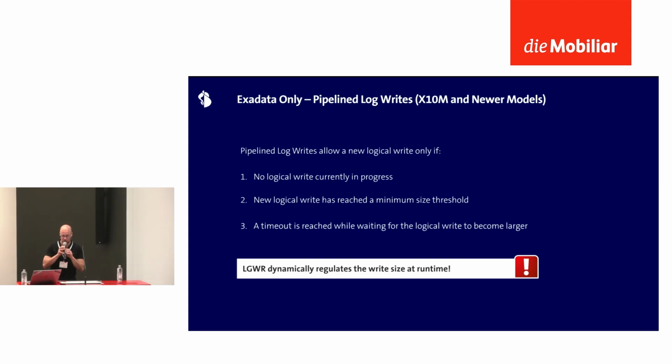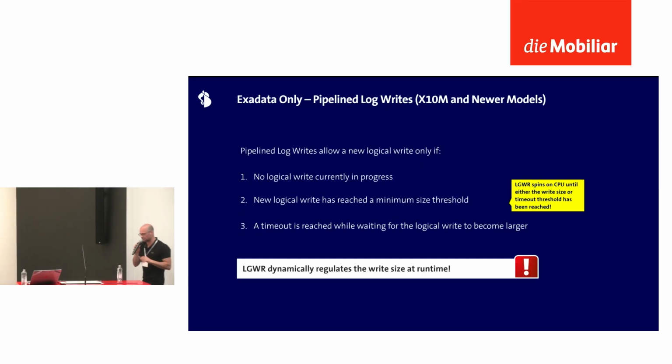And while LogWriter is writing, that is quite interesting, it doesn't go to sleep because sleeping implies we have to wake up. Wake up implies scheduling delays and makes things slower. So LogWriter actively spins on CPU. And there's a new wait event introduced for this kind of wait scenario. But I'm planning to cover that the next time.